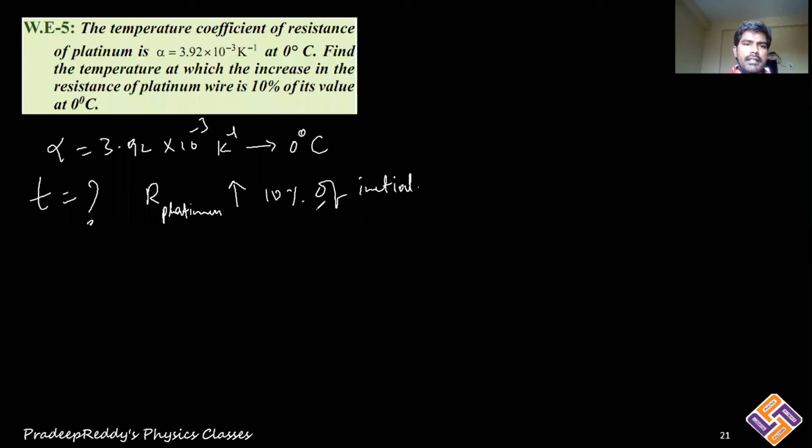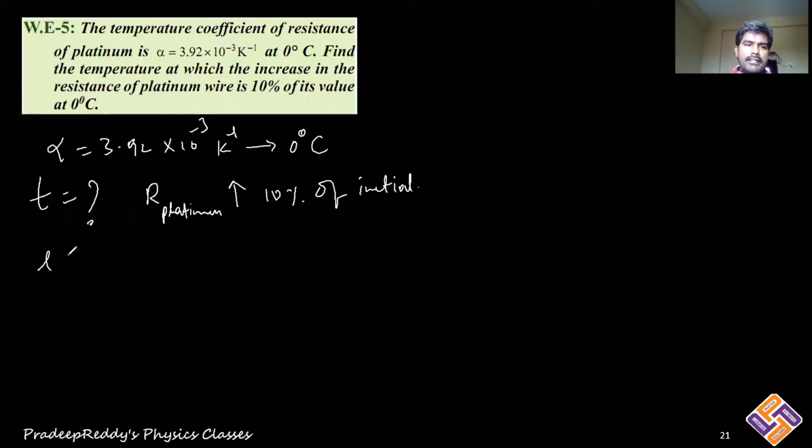So initially at 0 degree Celsius, there will be some resistance for the platinum. Now as you are increasing the temperature, what should happen to resistance? Resistance should definitely increase with respect to temperature. So as temperature increases, resistance becomes 10% more than its initial value. We are supposed to find out at what temperature that happens.